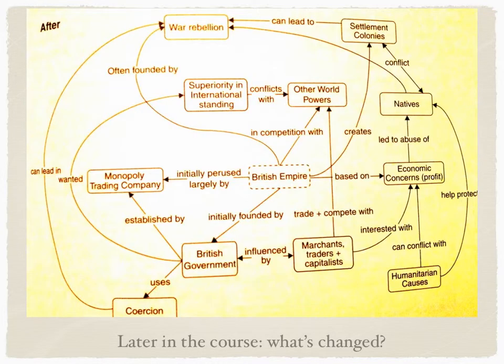Compare that with this. So this is now in week 8 of the course, and you can see somebody's understanding of this topic has really come along, because it's a much more integrated map. Things are much more linked around the edge of the map and to each other. It's not just all linked through the centre, and you can see that the words that have been put on the links, things like conflicts with, founded by, in competition with, initially pursued largely by, trade and compete with, initially founded by.